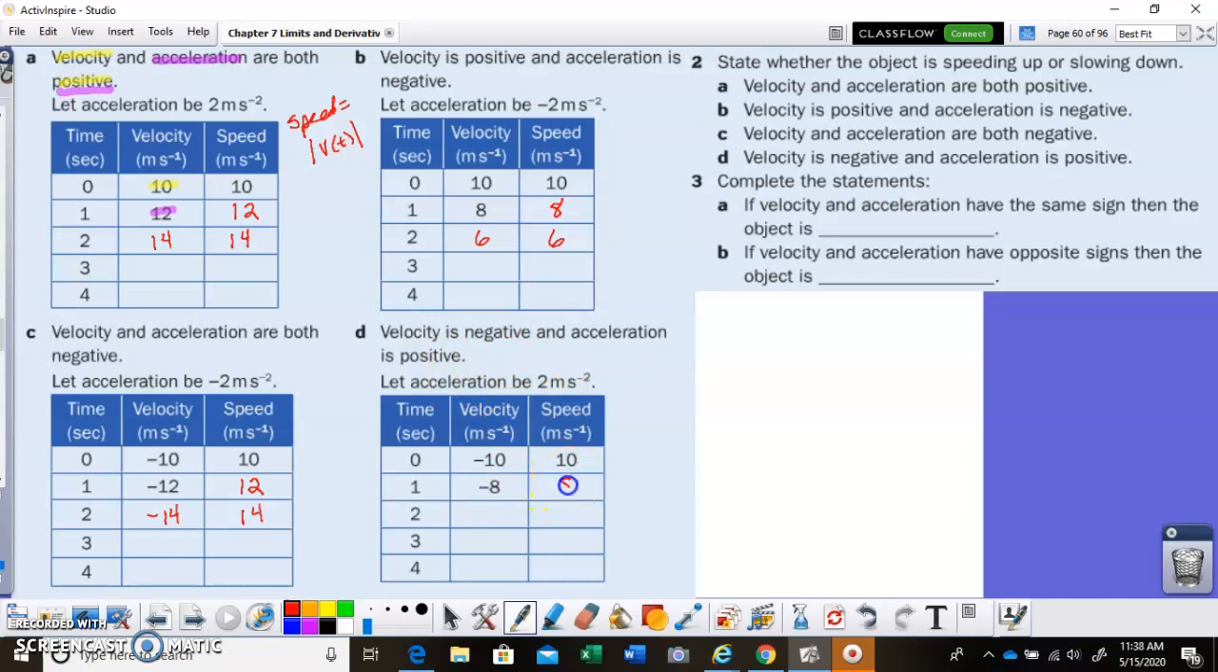And if my velocity starts at a negative, but my acceleration is a positive 2, my speed here would be 8. My acceleration is a positive 2, which means I'm going to negative 6, so my speed would be 6. Okay, so pause the video here, fill out the last 2 lines in each table, and try to answer the questions.